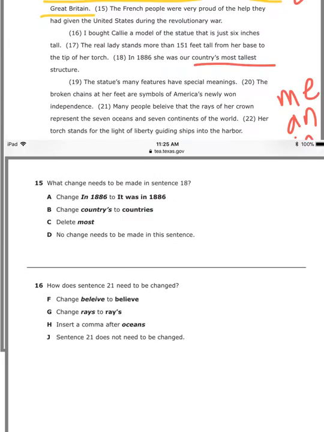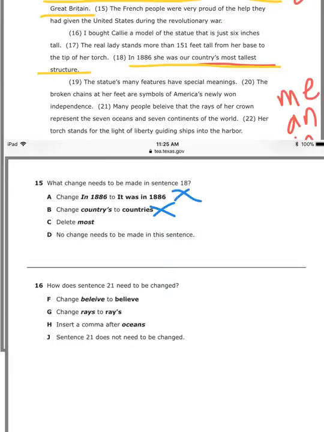Okay, last 2 questions. What change needs to be made in sentence 18? I'm going to use my yellow, and the yellow is right here, sentence 18. It says, oh, I had already checked that. Had already done it in red while I was reading the first time. In 1886, she was our country's most tallest structure. Okay, in 1886 too. It was in 1886? No, not necessarily. So I'm going to use my blue. Countries to countries, no, remember.